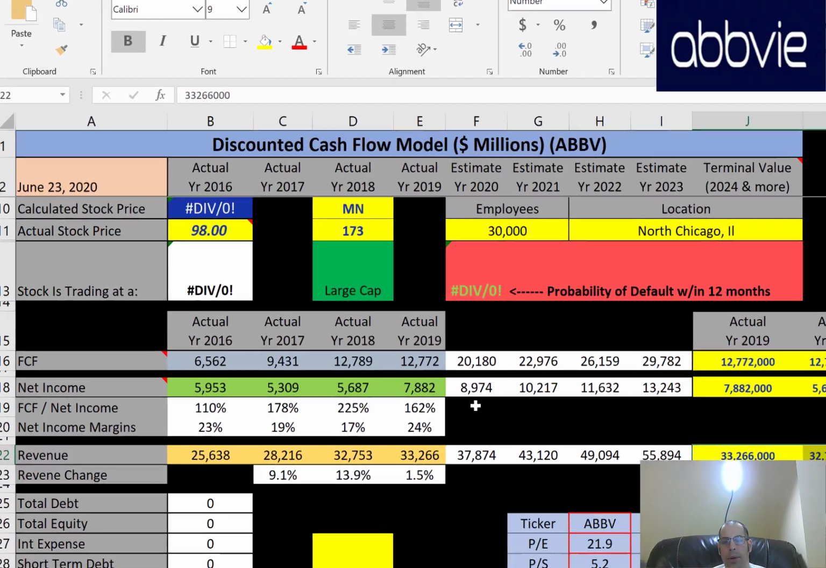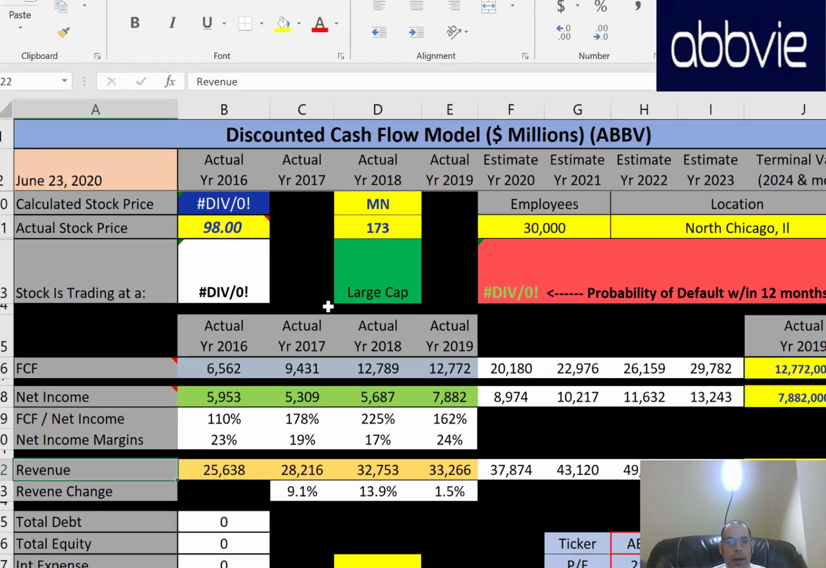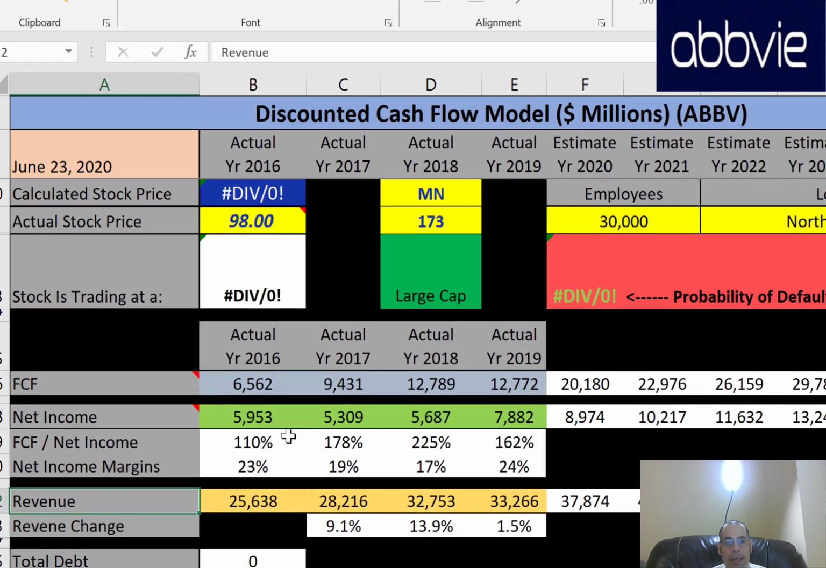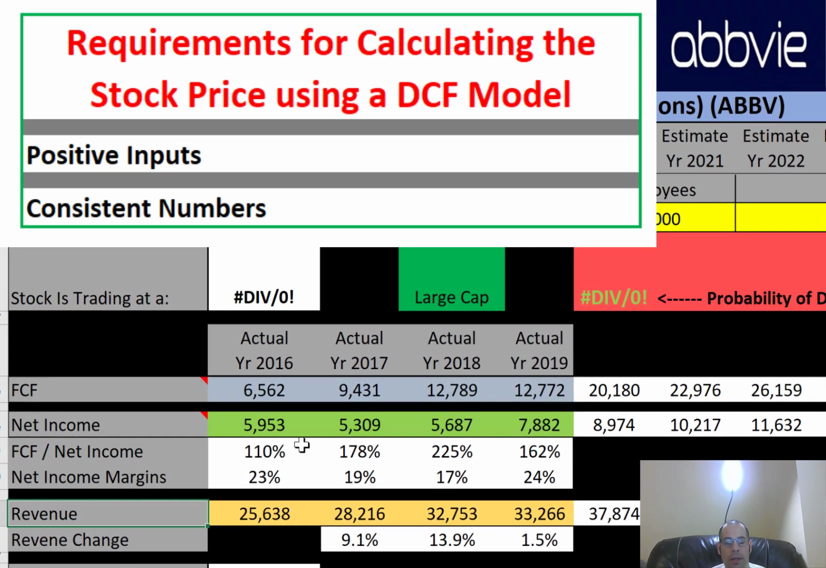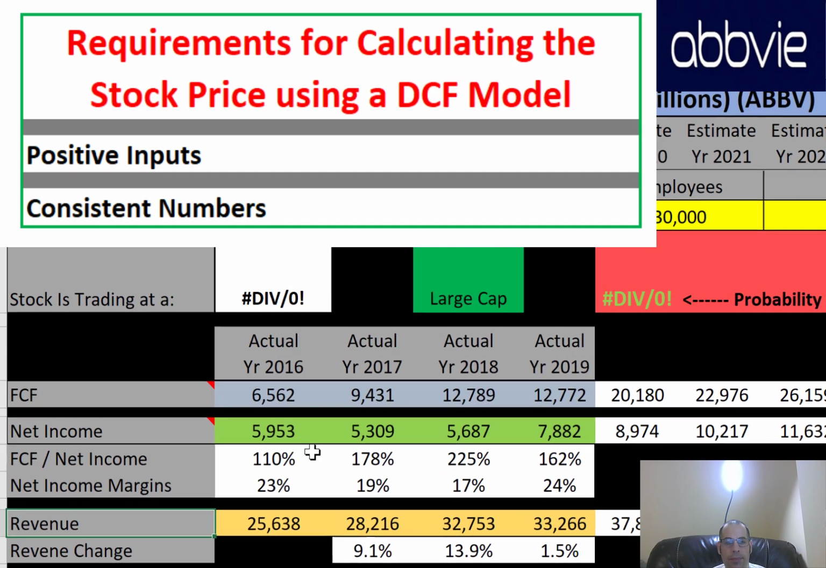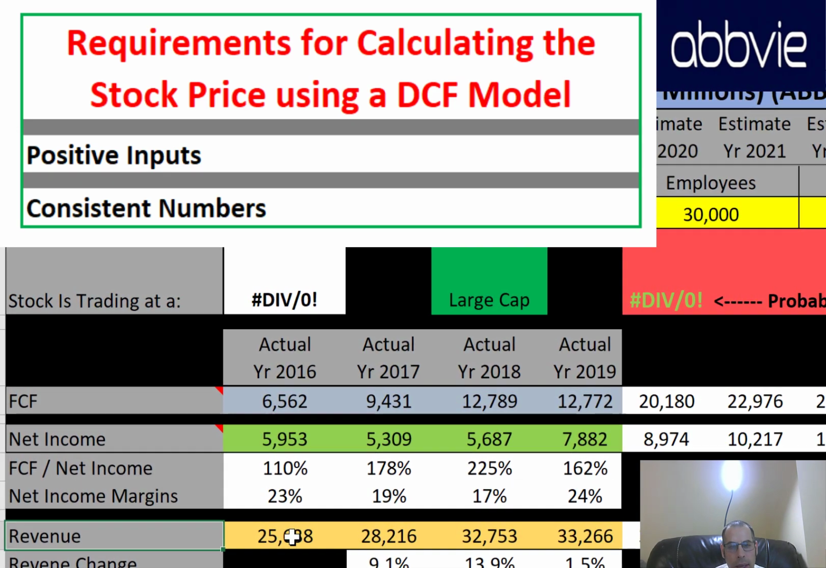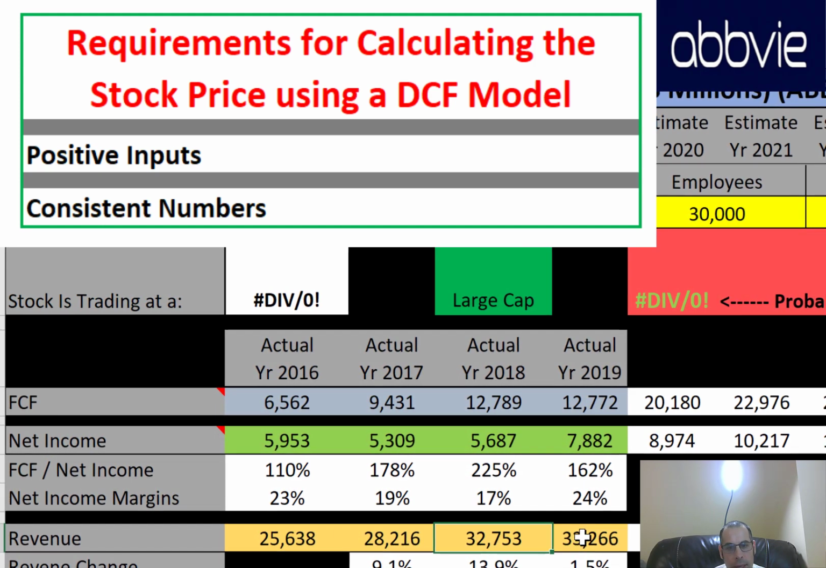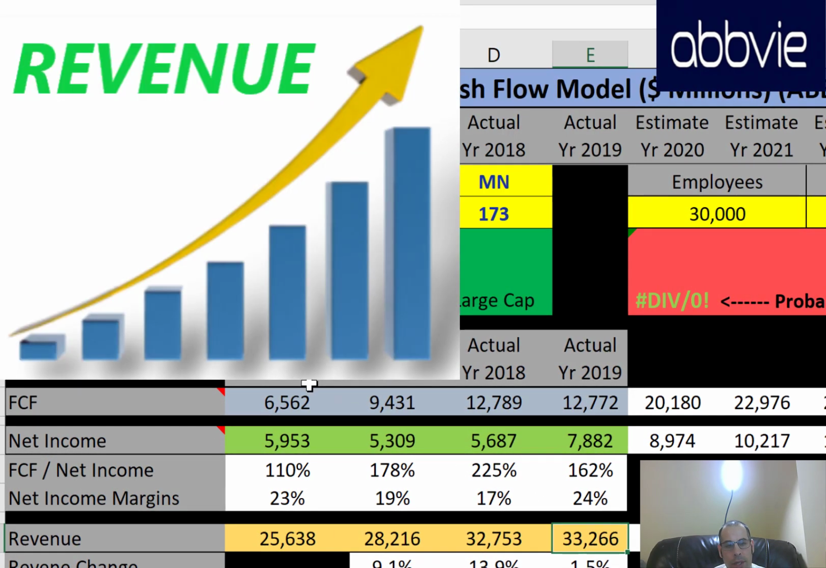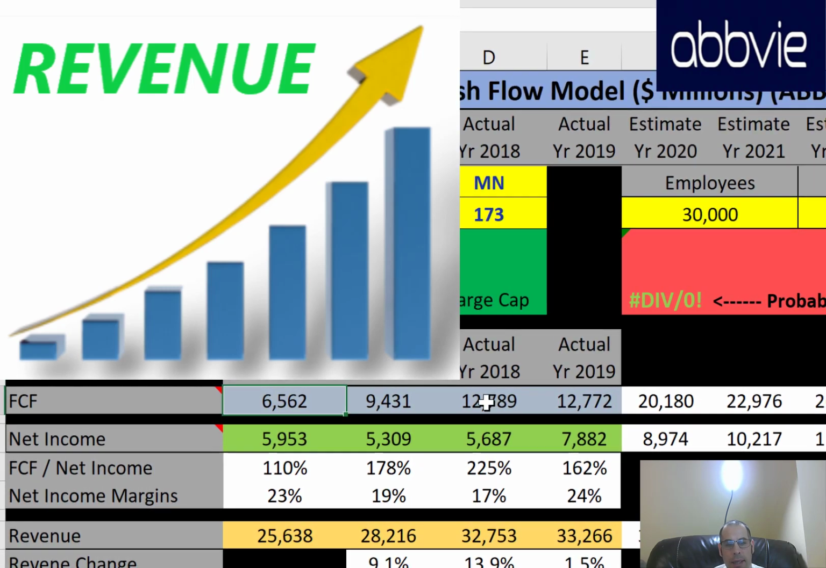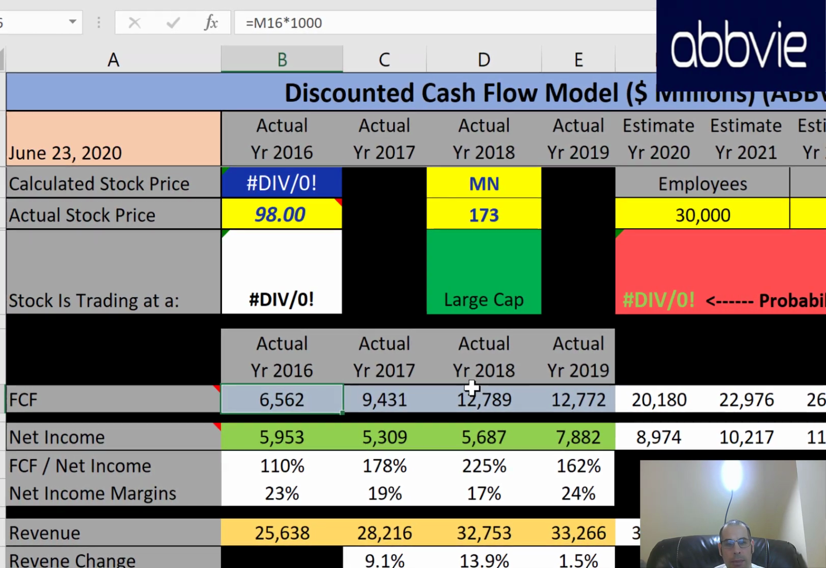And I'll put 4 years of revenue into the model. And we want to look at the numbers to make sure they look pretty consistent and positive, because if you don't have both of those, it can make it really difficult to do a discounted cash flow model. And you can see revenue has increased every year, which is a great sign. Free cash flow has doubled from 2016 to 2019, so it seems to be pretty good so far.